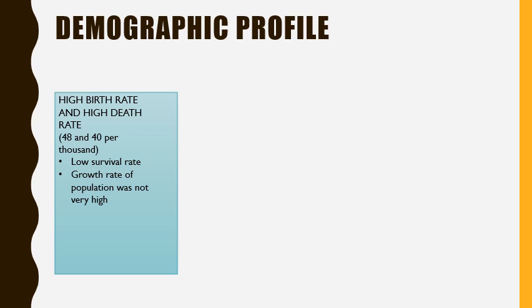Now, the demographic profile. The first aspect is high birth rate and high death rate. It means to say this: 48 per 1000 is our birth rate and 40 per 1000 is our death rate. Somewhere birth is high and death is also high, so there is no one to take care, which leads to poverty. Okay, low survival rate due to this, and growth rate of population was not very high.